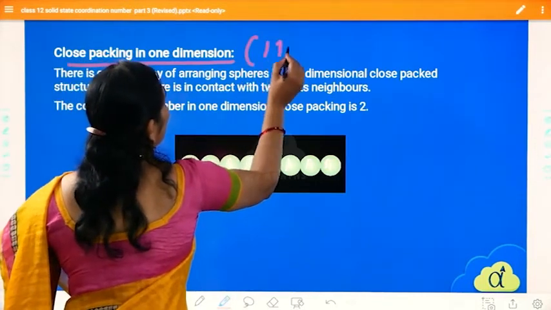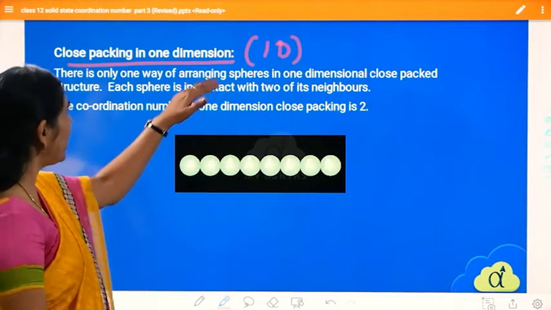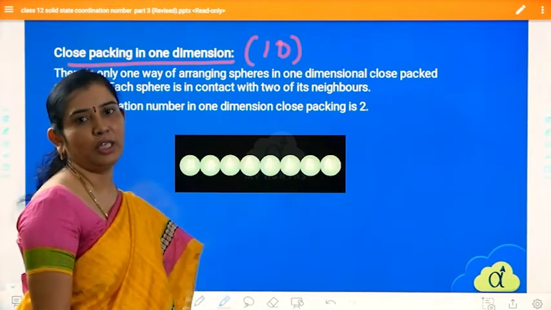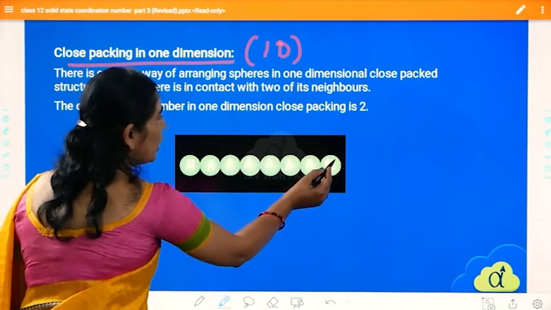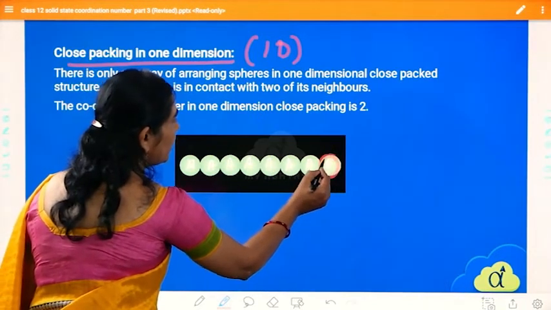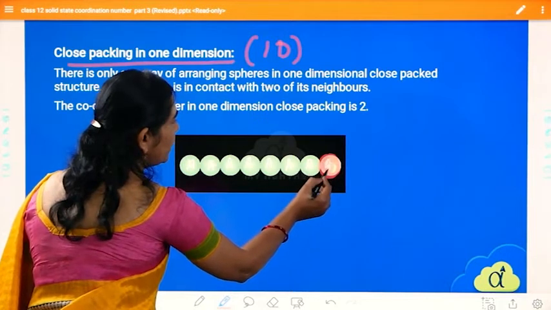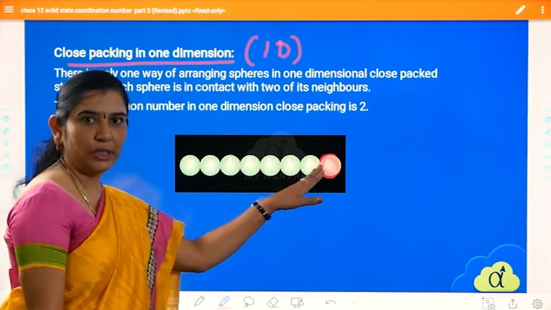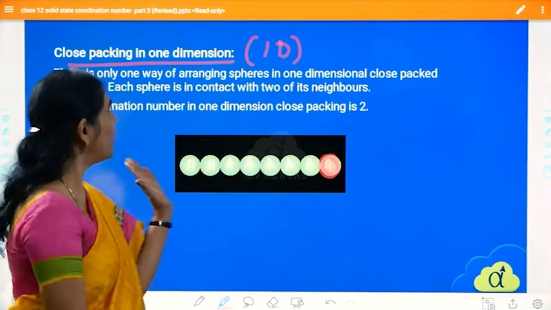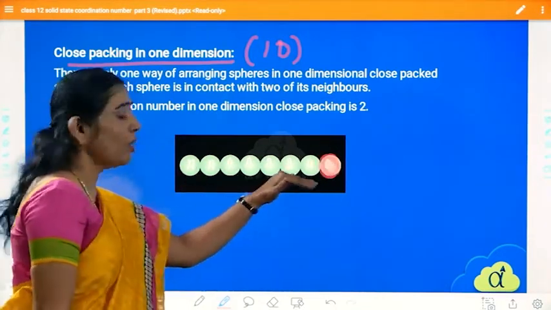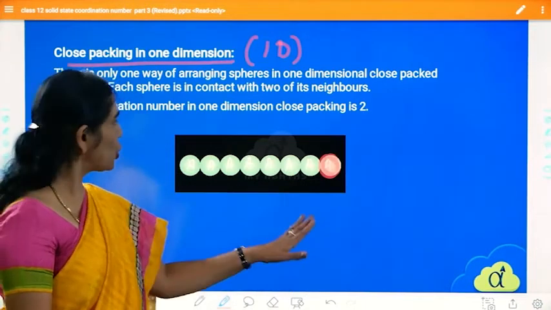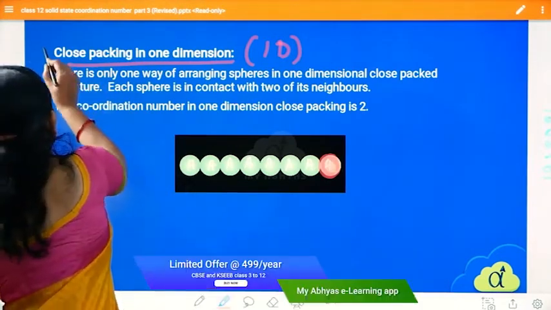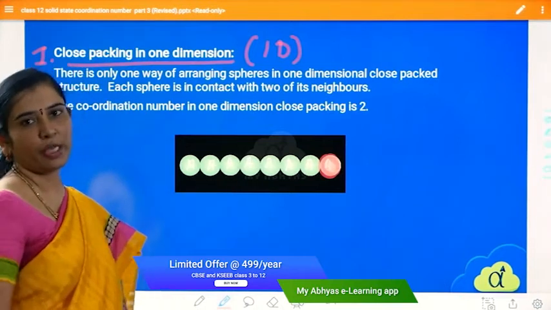Now, what do you mean by close packing in one dimension? Here there is only one way of arranging the constituent particles. Here the constituent particles I am representing by a solid sphere. This solid sphere stands for a constituent particle. All these solid spheres that I have considered as constituent particles are arranged closely along only one direction. Such type of arrangement we call close packing in one dimension. So this is the first type of close packing arrangement.